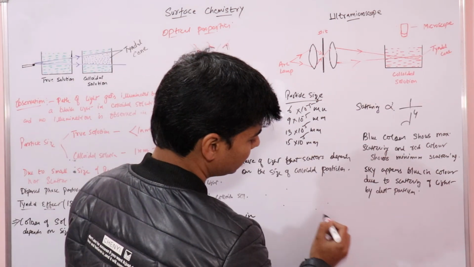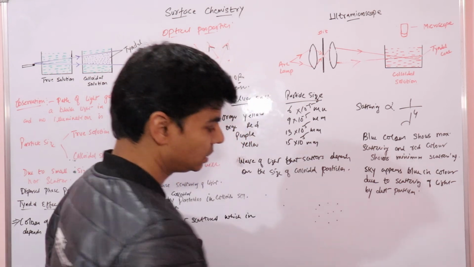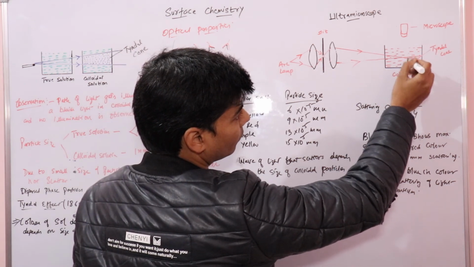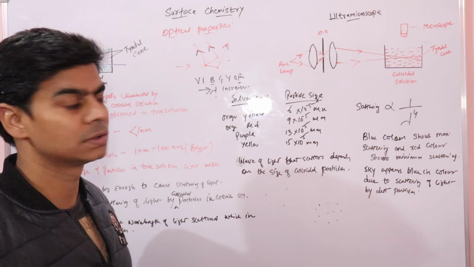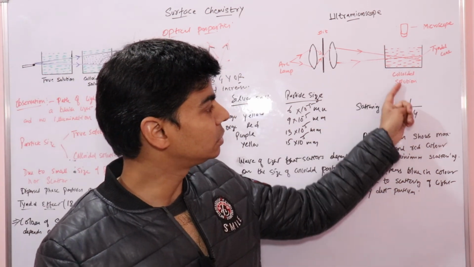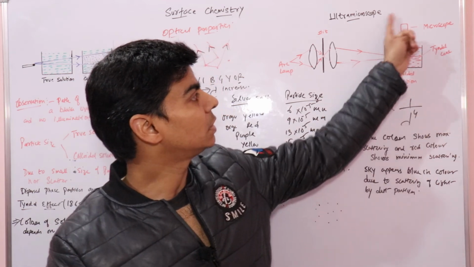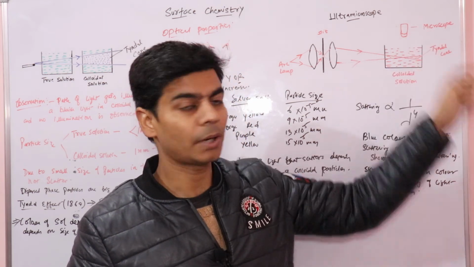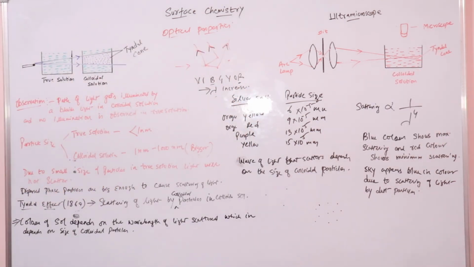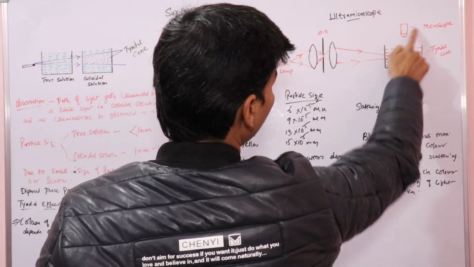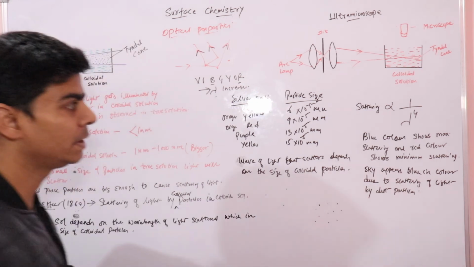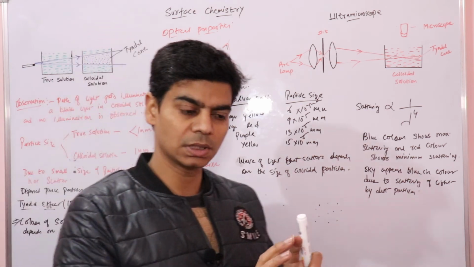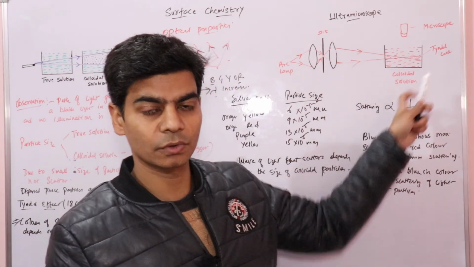You see bright luminous points on a dark background, which is due to the scattering of light by particles of colloidal range. If you take a normal solution instead of a colloidal solution, nothing would be observed. You will just see dark in this microscope, which is placed at right angles to the beam of light.